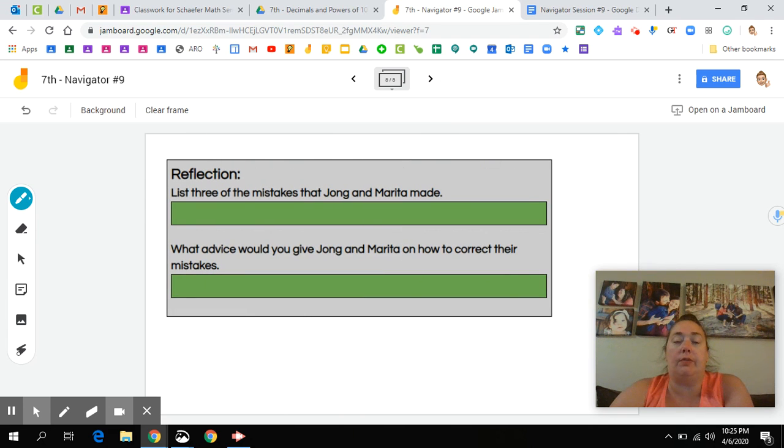And so at the very end, your reflection, you're going to write about 3 mistakes that John and Marita made as they were working through these problems, and then give them some advice on how they might be able to get these problems right the next time around. So go ahead and get this submitted when you're finished.